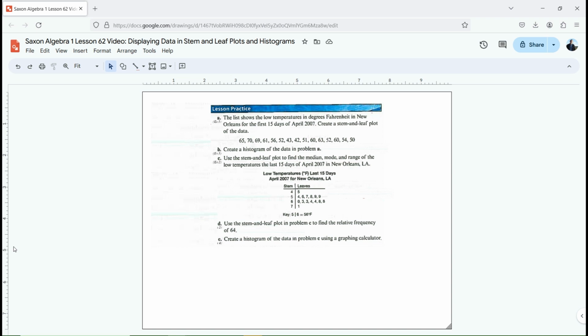Hey, algebra students, in this lesson, we are going to be taking a look at how to use stem and leaf plots, but more importantly, how to use histograms. Now, here's what you need to know about a histogram. A stem and leaf plot really is a histogram turned on its side.